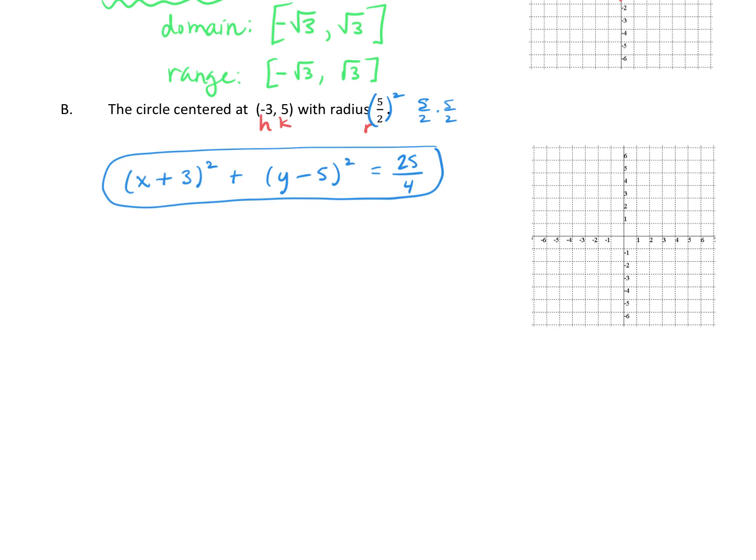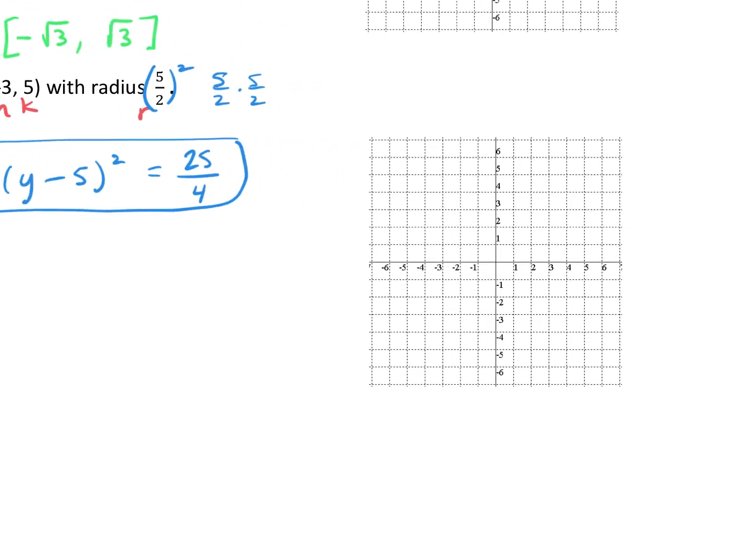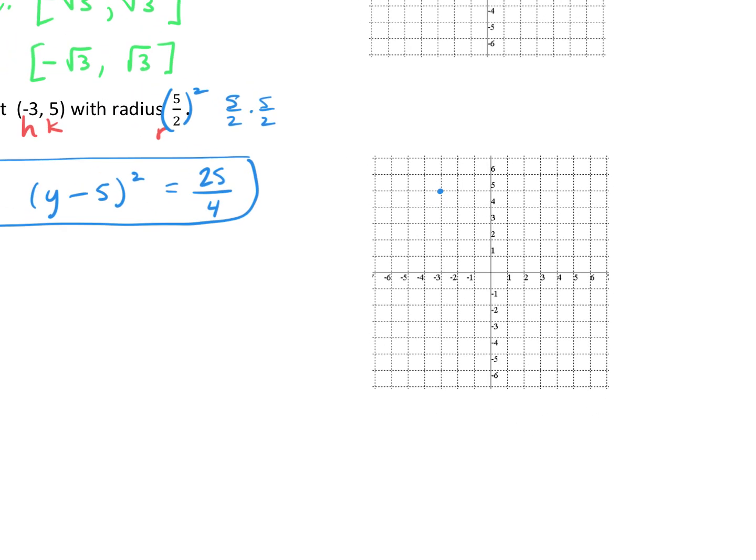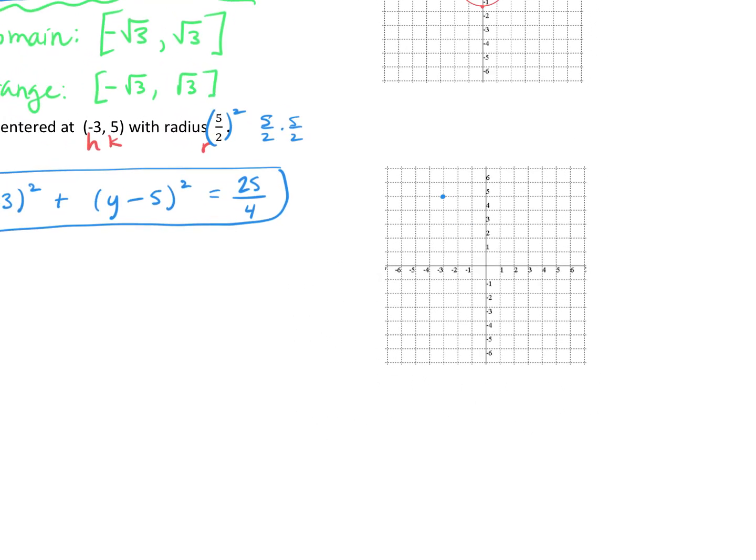Now when we graph the circle, we really just need the center and the radius to get the graph. We know the center is at negative 3, 5, so we'll start by plotting the point negative 3, 5. And our radius is, I already forgot, 5 halves. So the radius is 5 halves, and that is 2.5.